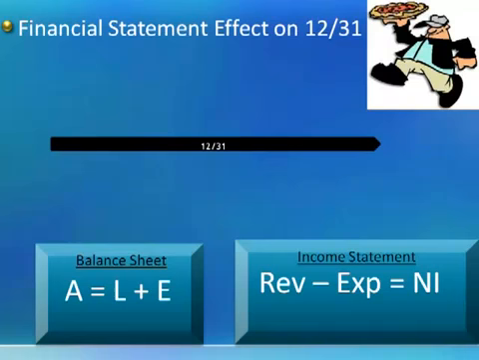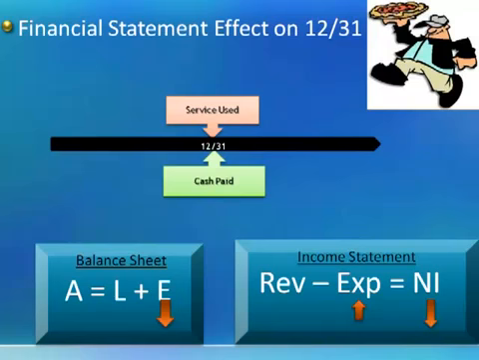So let's see the financial statement effect. On 12/31, the service was used. Since the service was used, expense increases, net income decreases because the expense went up, and net income caused retained earnings to go down, which caused equity to go down. Always remember, equity changes the same way net income changes. Also, cash was paid to Johnny on 12/31 by Great Pizza. Cash is an asset. Since cash is going out, assets are going down.